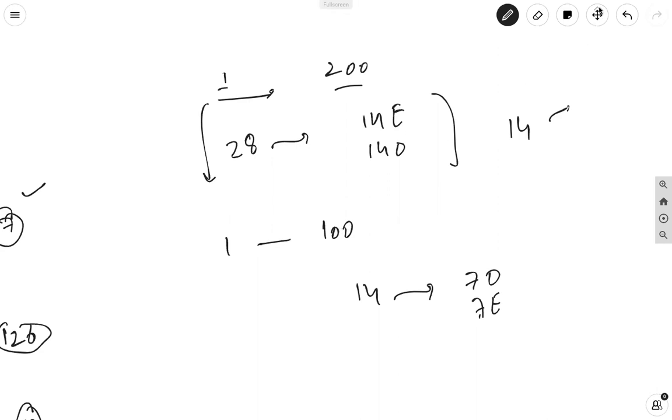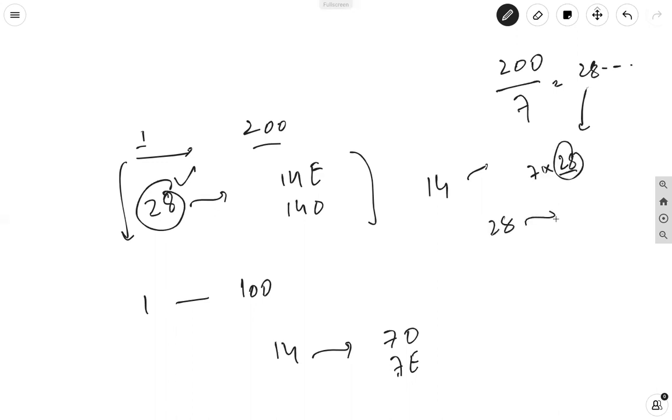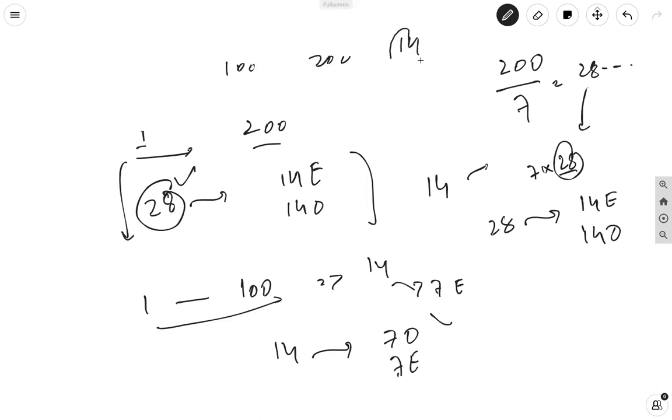Oh, listen. You're asking about how I get 28? Yes. 200 divided by 7, what is the answer? That is 28 point something. This means the last multiple of 7 is 28. So for 28, there will be 14 even and 14 odd. And from 1 to 100, there are a total of 14, in which there are 7 even and 7 odd. You are just left with the range of 100 to 200, so you are left with 14. So there will be 7 even and 7 odd. You got my point? That is why I approach it this way.